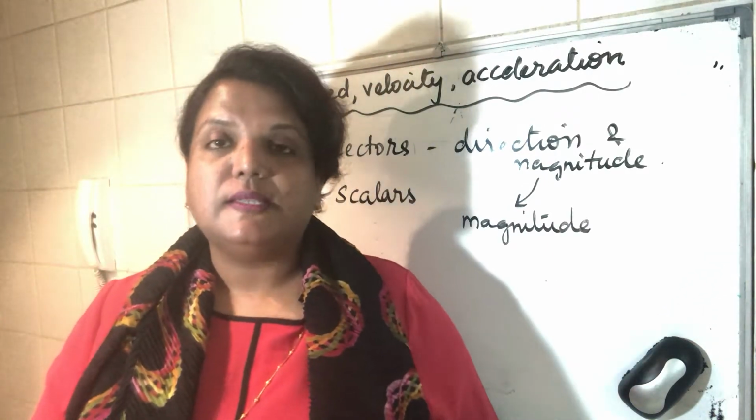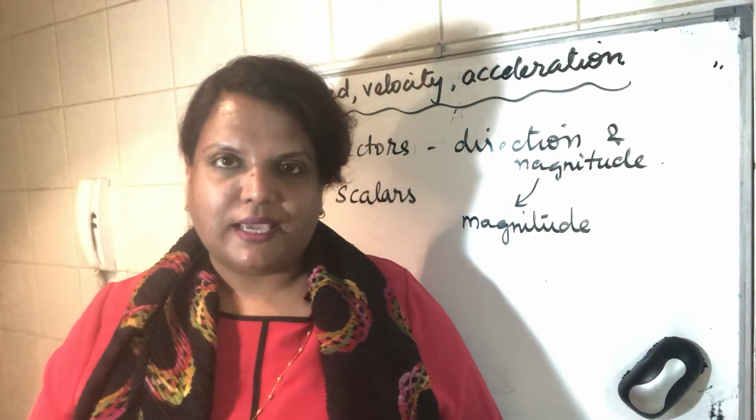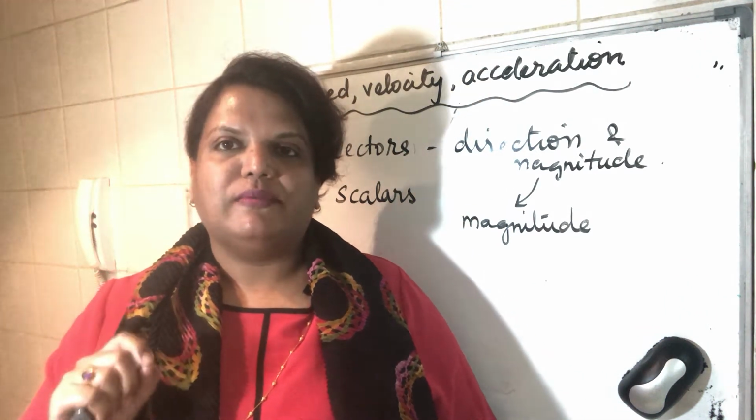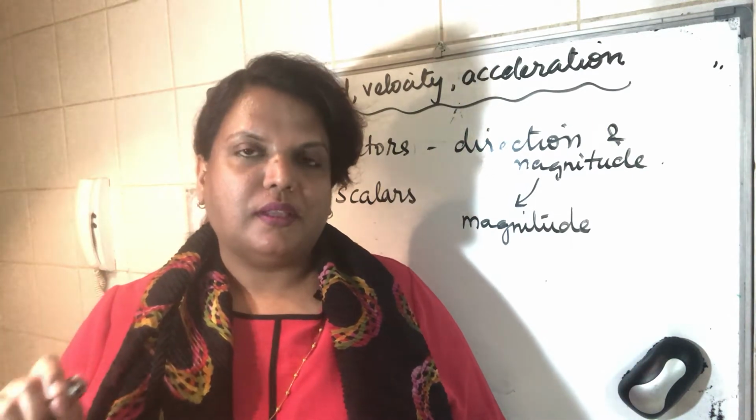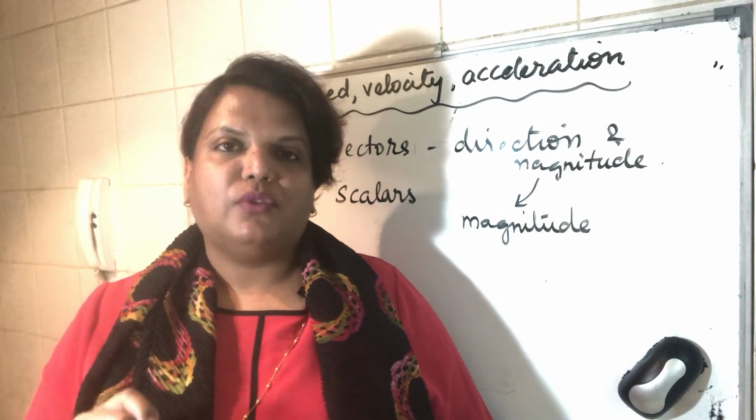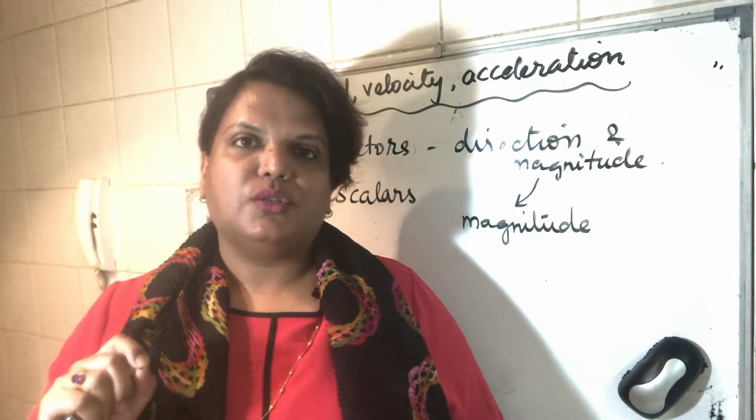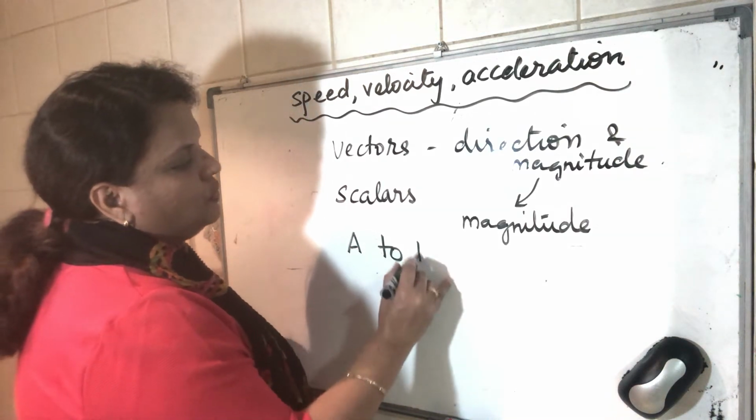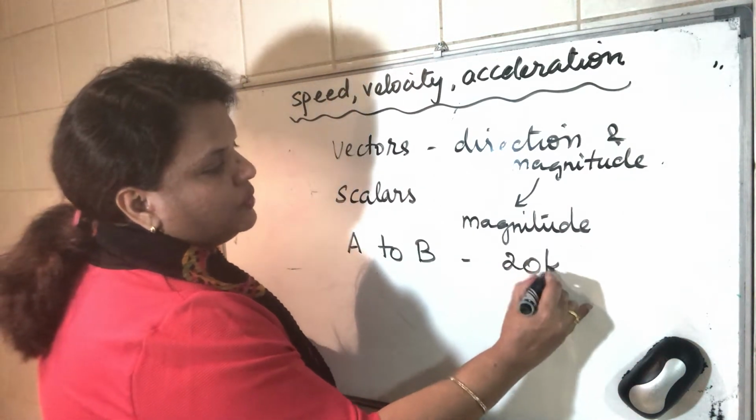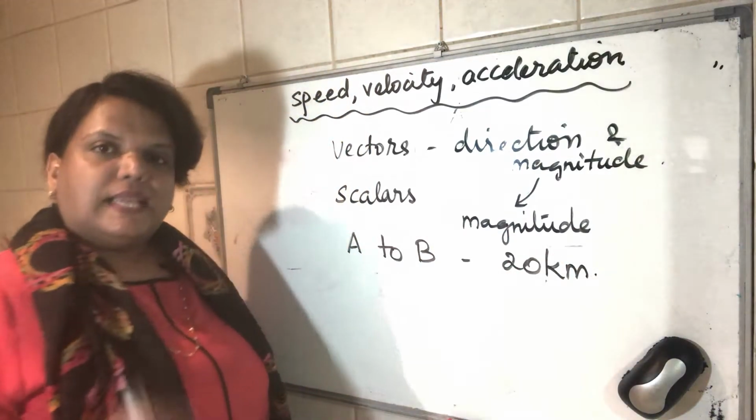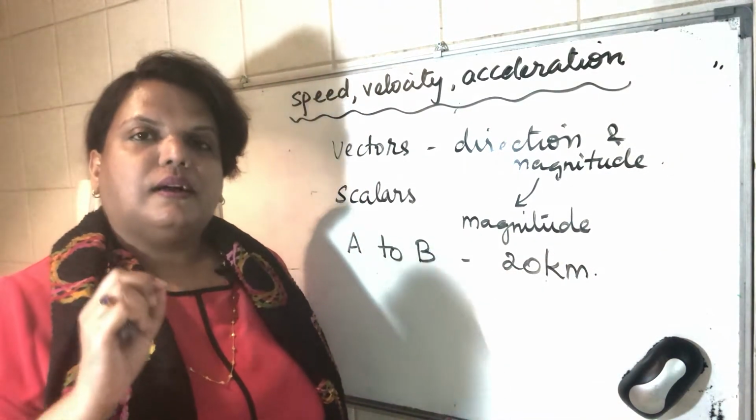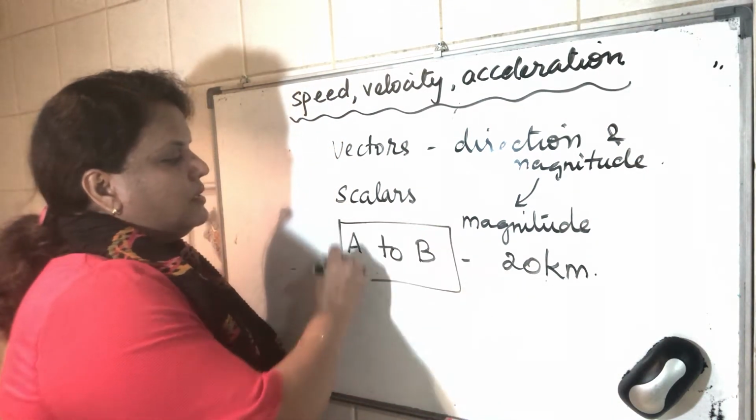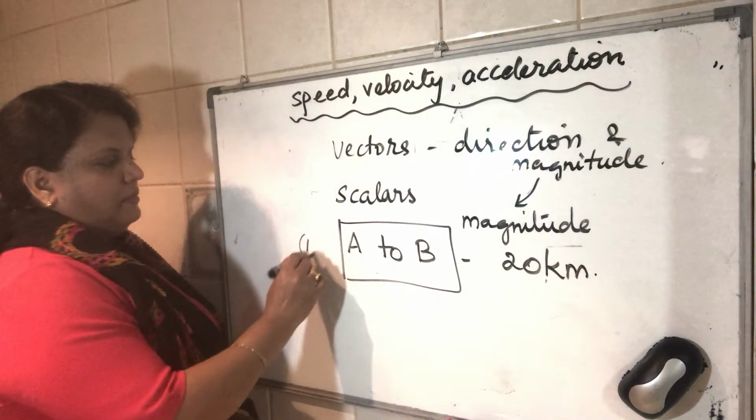Now, for instance, just listen to these two statements carefully. The first statement is: an object travels from A to B covering a distance of 20 kilometers. The second statement is: an object covers a distance of 20 kilometers.